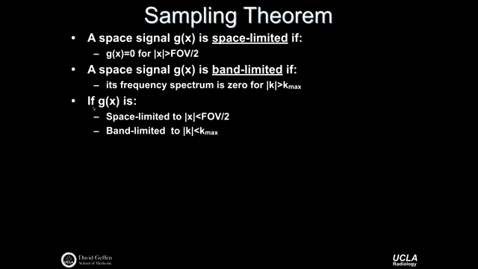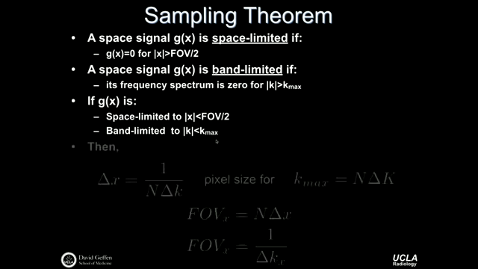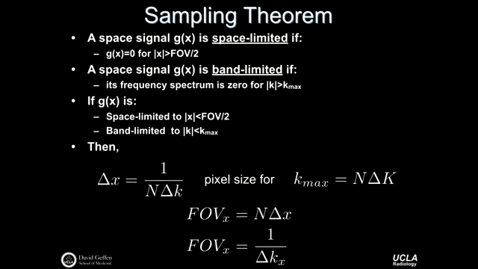So g of x is space limited to fall within our field of view, while also being band limited to fall within below a certain k max, then we have this definition for our delta x, which is basically our pixel size. And we saw this just a second ago. So our delta x is just 1 over n delta k. That gives us a pixel size for a given k-max, and we don't choose the k-max on the scanner. What we choose is n and the field of view, and that tells us how far out into k-space we need to go to get all the spatial frequencies for the resolution that we're interested in taking.